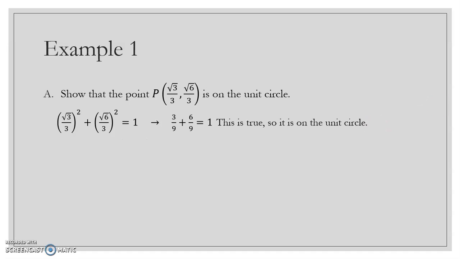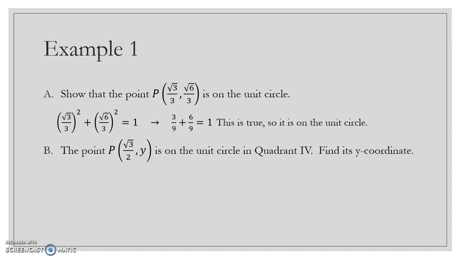Now let's take a look at another example. In part B, they said the point P, (square root 3 over 2, y), is on the unit circle in quadrant 4. Find its y coordinate. So what we would need to do is take this and put it into the equation that I gave and then solve for y. This part here is just helping you decide on a sign later for your answer. So let's see what that work would look like.